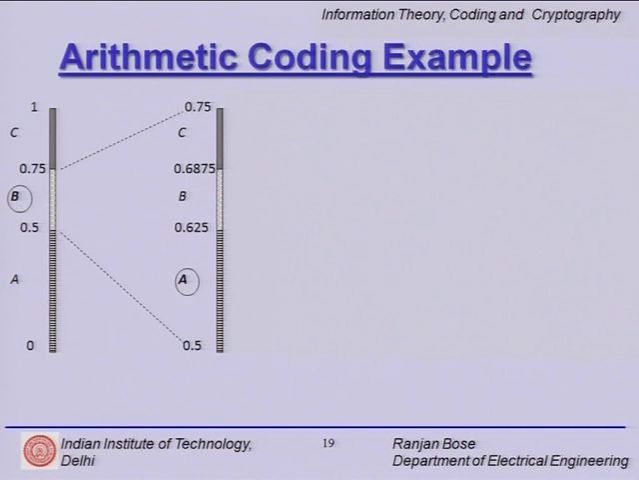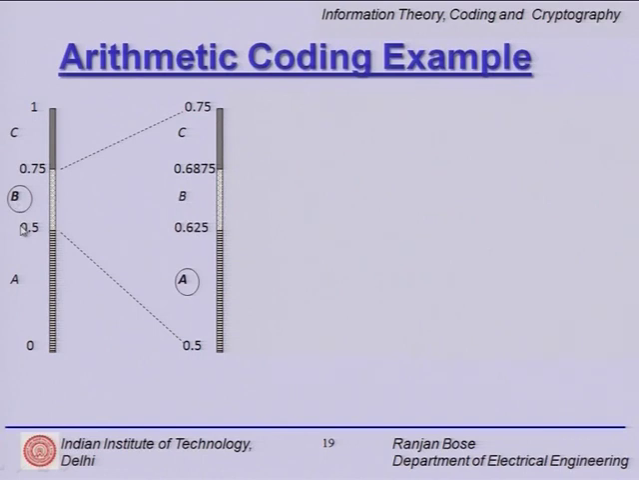Now, please make an observation that as we proceed, the boundaries are represented by numbers with decimal points, but these are becoming longer and longer. Earlier it was 0, 0.5, 0.75 and 1, now it is 0.5, 0.625, 3 digits, 0.6875, 4 digits, 0.75, 2 digits. So, I am now requiring more and more digits to represent my boundaries.